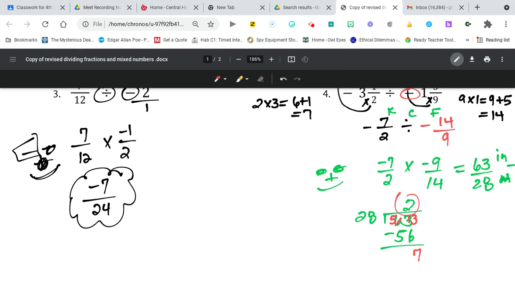So I end up with 2 and then 7/28. But both of these are divisible by 7. So when I simplify, it equals 2 and 1/4.